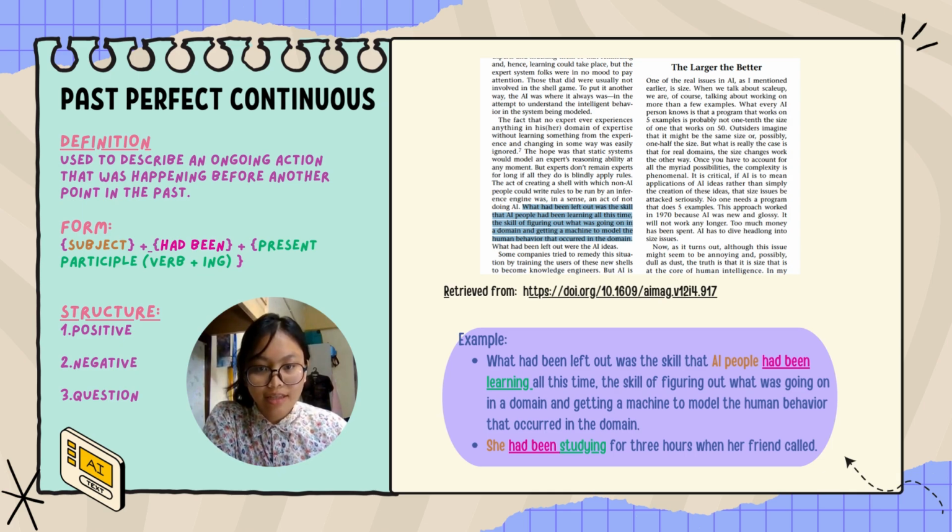She had been studying for 3 hours when her friend called. We can clearly see that she had been studying is using the past perfect continuous form. So it is also the same as the other types of past tense. Past perfect continuous also can be written in three structures, which is positive, negative, and question.